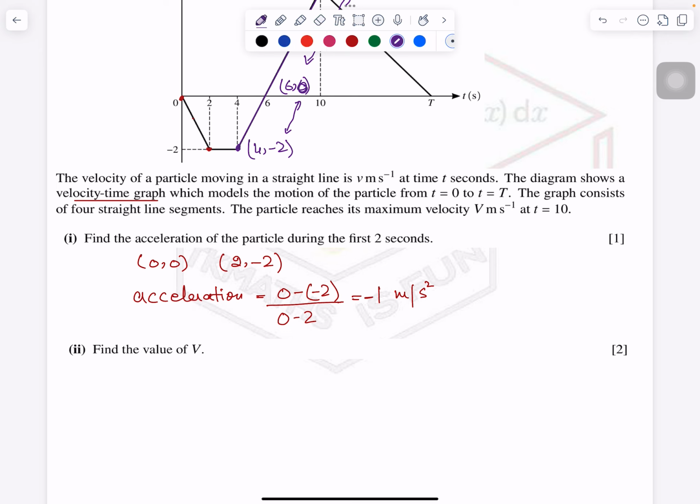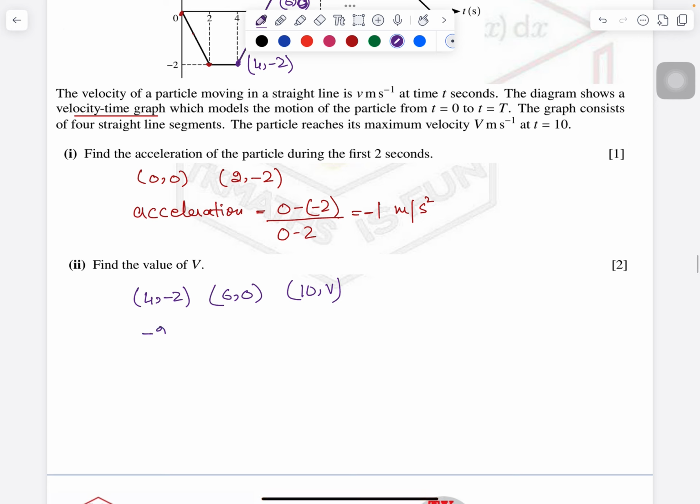So suppose I apply here, one point is 4, -2, then 6, 0, and then 10 and v. So let's do it very quickly. y2 minus y1 over x2 minus x1. You can check the calculation. I hope there will be no mistake. It's very simple. And I will tell you one thing here, which is very interesting. What did I get here?